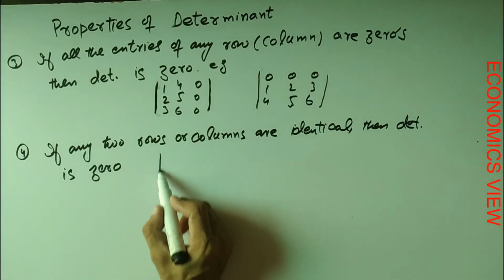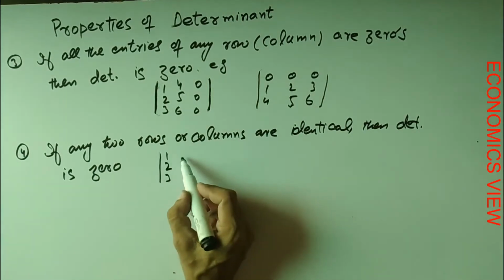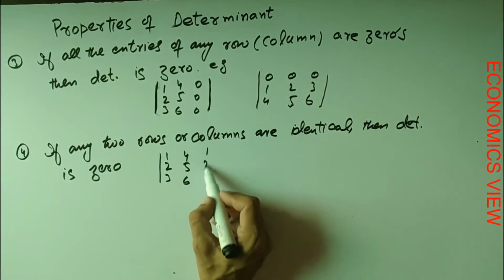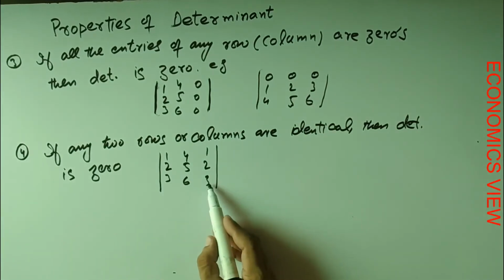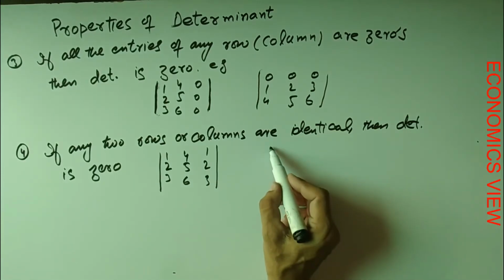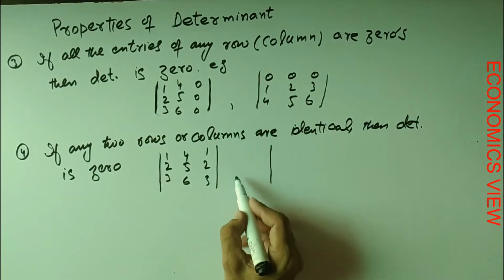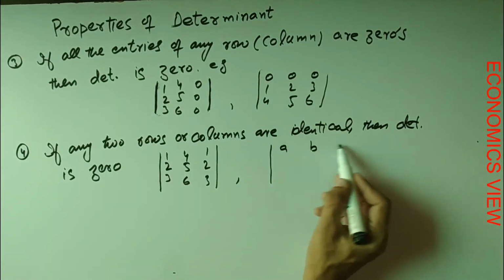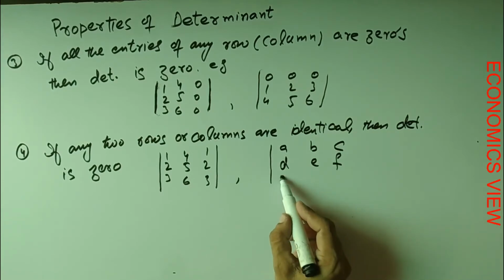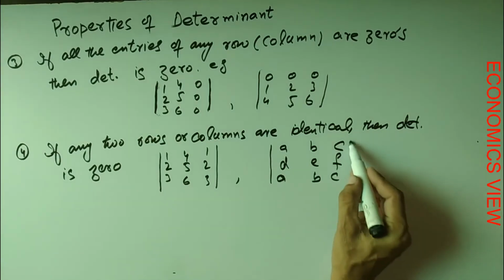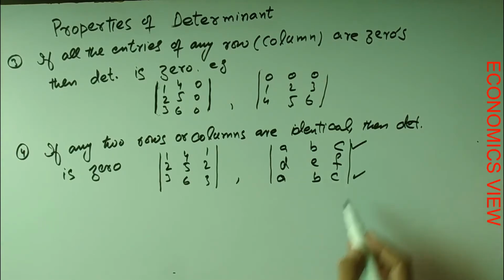लाइक यहाँ पे देखें 1 2 3 4 5 6 1 2 3. तो अब देखें फर्स्ट C1 एंड C3 are identical, so the determinant will be 0. Second example, that is A B C D E F and again A B C. So I can say that R1 and R3 are the same, so the determinant is 0. This will be the fourth property.